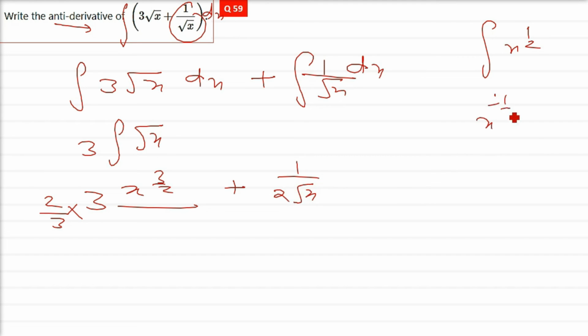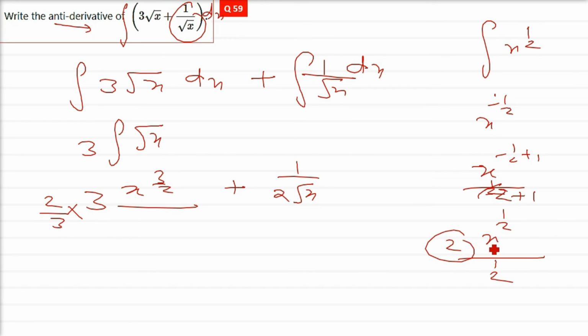So I've written 1 by 2 root x, it's wrong. Let me do it again. So x raised to minus half, x raised to minus half plus 1 divided by minus half plus 1. So this will be x to the power half, and this is half, 2 goes up. So 1 by root x, the result is twice of root x. So just write 2 root x here. And again, a plus constant of integration, which is very important.